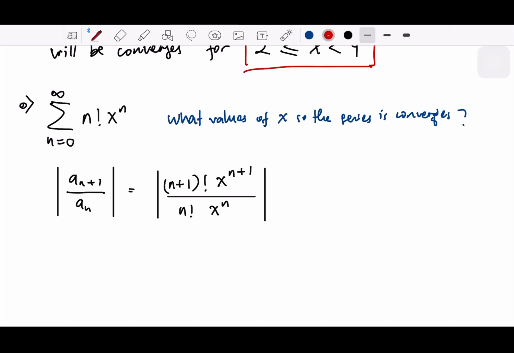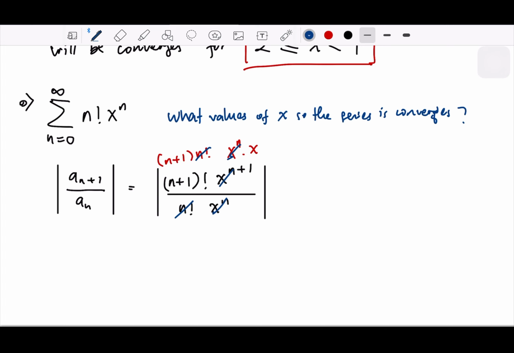Now we have n plus 1 factorial is n plus 1 times n factorial, right? And x. Then we can simply cancel n factorial, and x to the power of n we cancel that. So we will have x times n plus 1. Now we can take this limit as n approaches infinity.